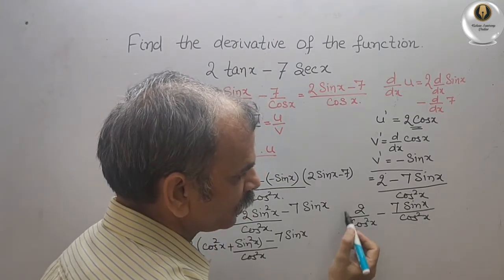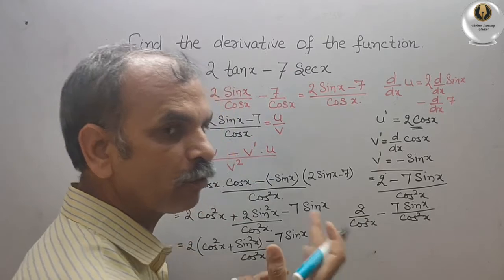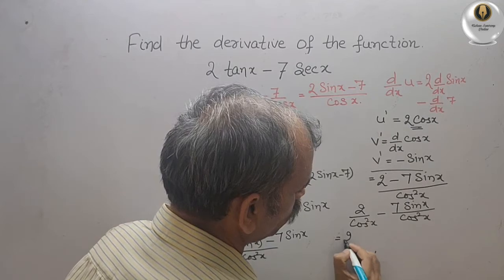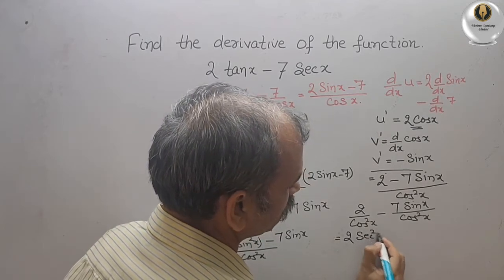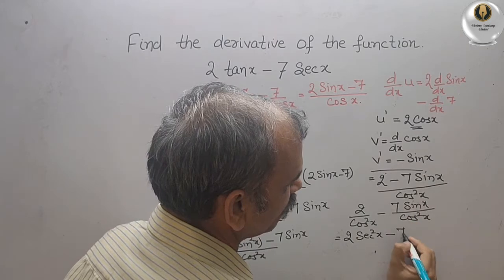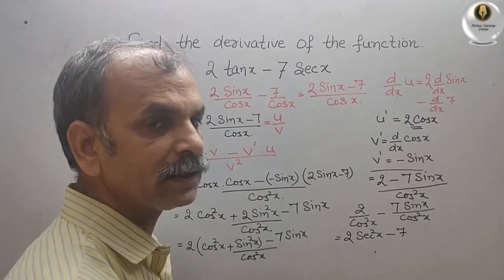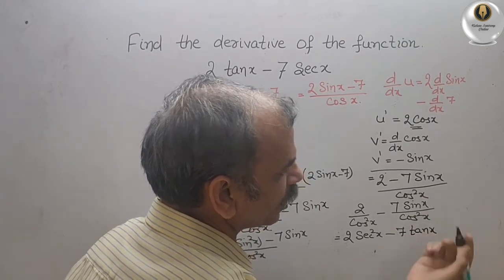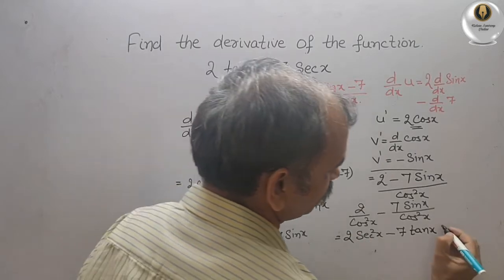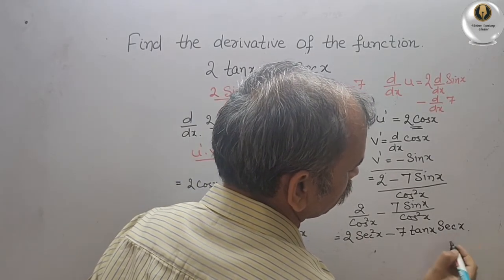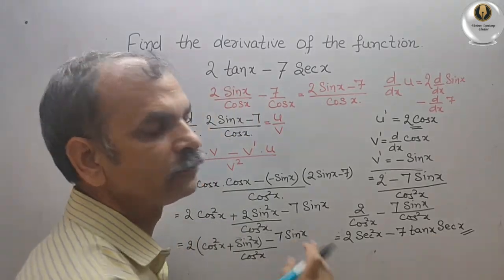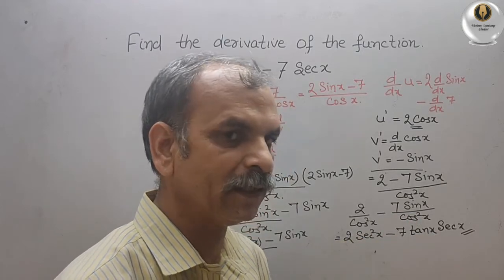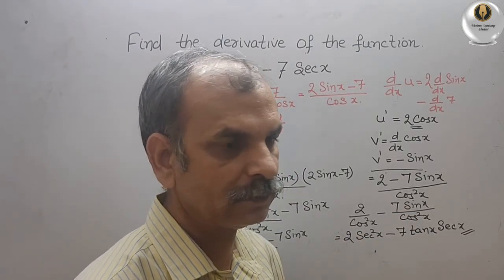Now, what is this value? 2 by cos square x is sec square x. So we can write 2 sec square x minus 7. Now, sin by cos is tan x, and 1 by cos is sec x. So this is your answer now. Here what we have to do, cos square x, we have to split it, cos x into cos x. Then we will get this value.